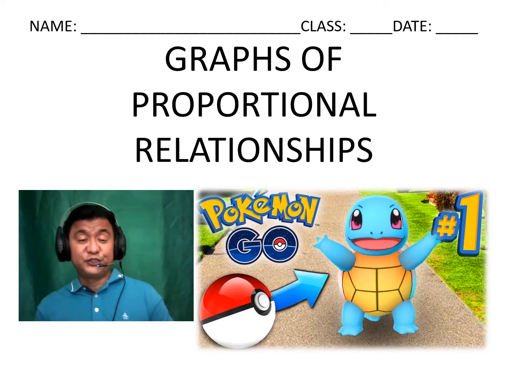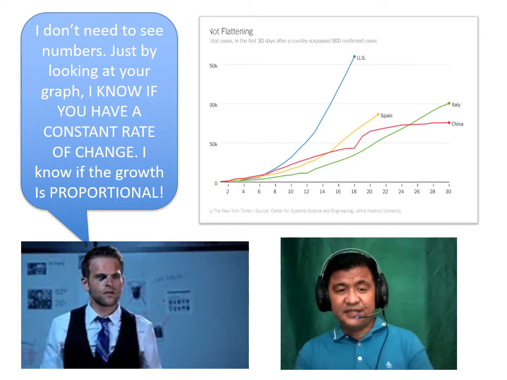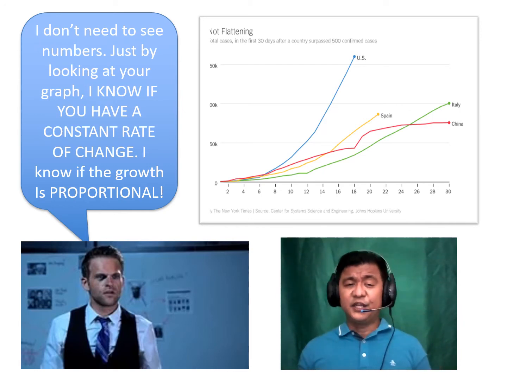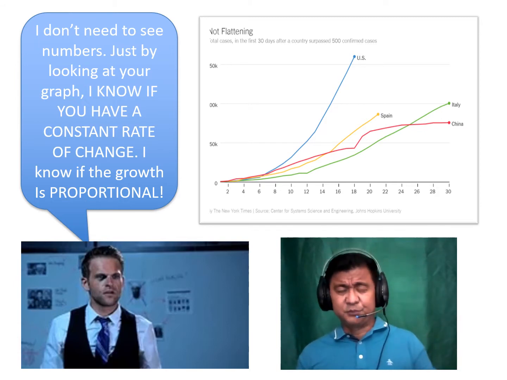Graphs of proportional relationships. Now, this man said, I don't need to see the numbers. Just by looking at your graph, I know if you have a constant rate of change. I know if the growth is proportional. Wow, how can he do that?